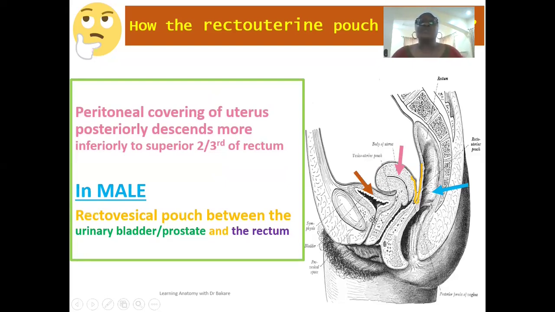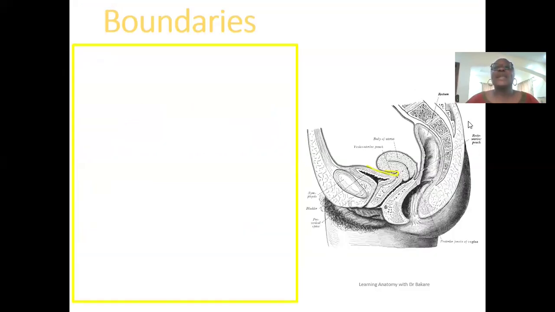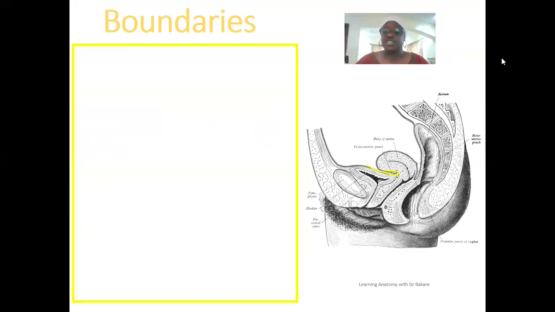And this means that this rectovesical pouch will be created between the urinary bladder and the prostate gland anteriorly, and also the rectum posteriorly. So it is important that we are able to highlight this in case we are asked during examination that the rectouterine pouch and also the uterovesical pouch are not seen in male. Their pouch is created around the anterior and the posterior borders of the uterus, and so they are just seen in the female. So let's drive further to highlight the boundaries of the rectouterine pouch.